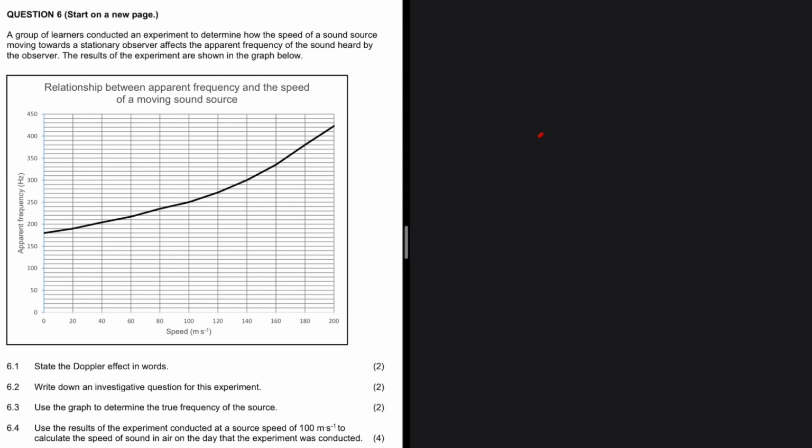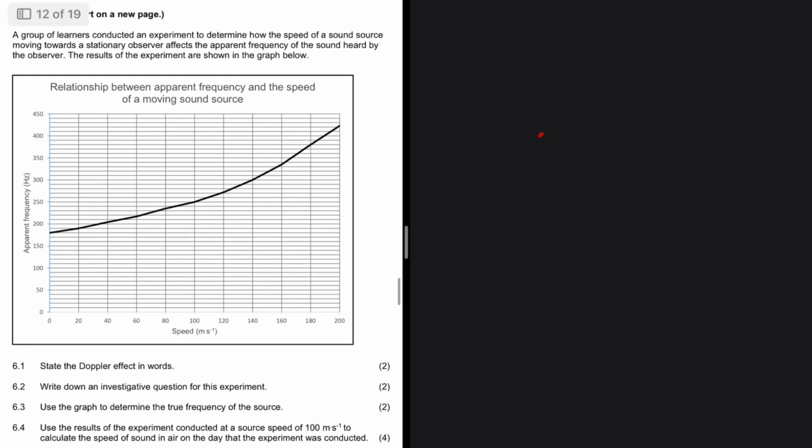Let's just go through the question statement. You always want to do that. A group of learners conducted an experiment to determine how the speed of a sound source moving towards a stationary observer affects the apparent frequency of the sound heard by the observer. The results of the experiment are shown in the graph below. Right. So use the graph to determine the true frequency of the source.